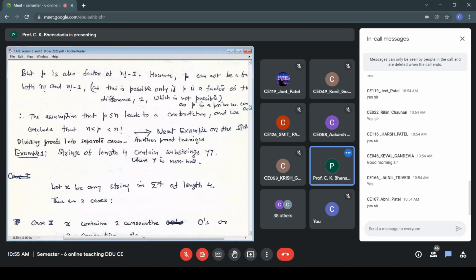Strings of length 4, how many of them would there be? Sigma is 0, 1. 16. Yeah, 16. It is 16, 2 raised to 4. So if I don't know which are all the cases, then for this particular example, the easiest approach would be to divide this into 16 different cases, one for each string.